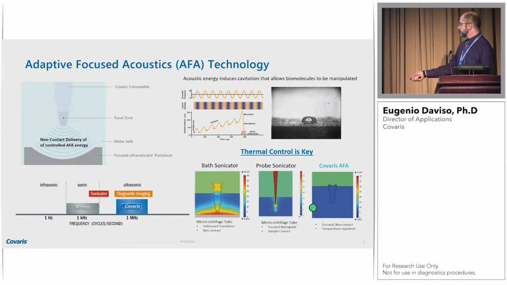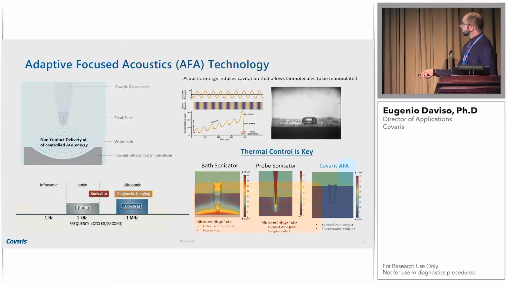With the Covaris AFA technology, specifically using a glass tube, the cavitation occurs, but it's very easy to maintain the temperature. And this is done, as I explained before, by using different powers, and by using a pulsing mode where you alternate pulses of sonic energy with delay times.